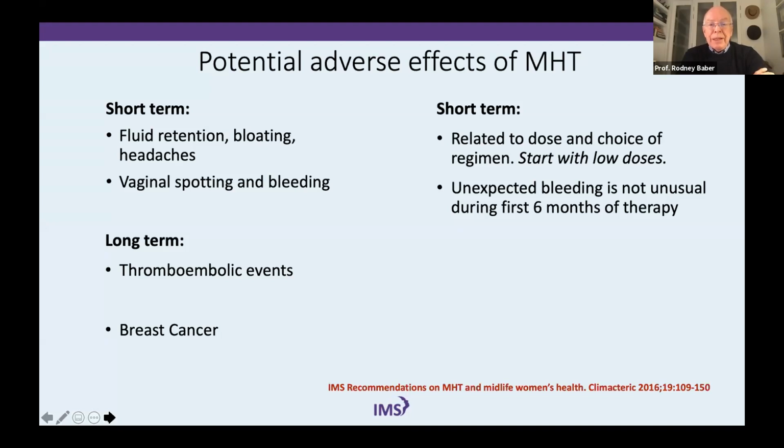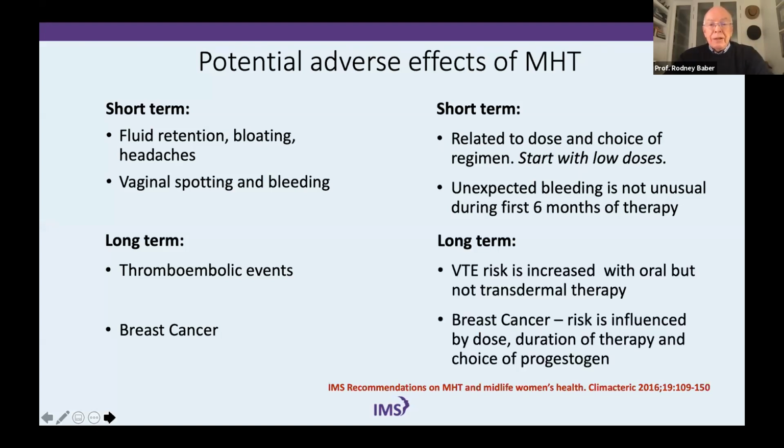I would strongly recommend that you commence with a low dose and titrate up if you need to alleviate further symptoms. If you do that, you will minimize the fluid retention, the headaches, and you will also minimize the vaginal spotting and bleeding. But it is also important for us to recognize and for our patients to understand that unexpected bleeding is not uncommon during the first 6 months of treatment. And it is not a sign that something terrible is happening. It's a sign that they should know that this is going to be something which will pass as time goes on, but must be investigated if it persists beyond 6 months.